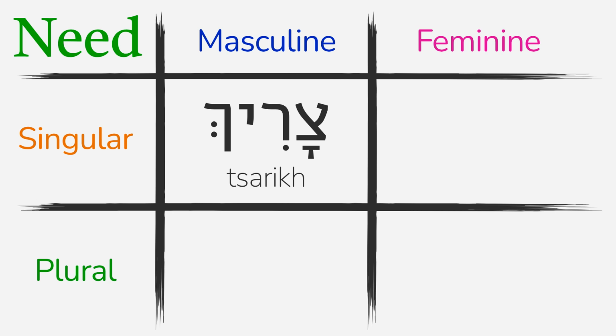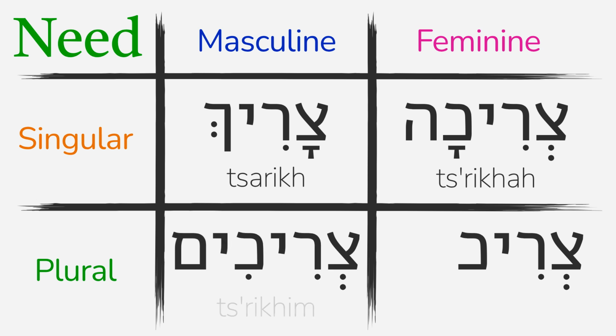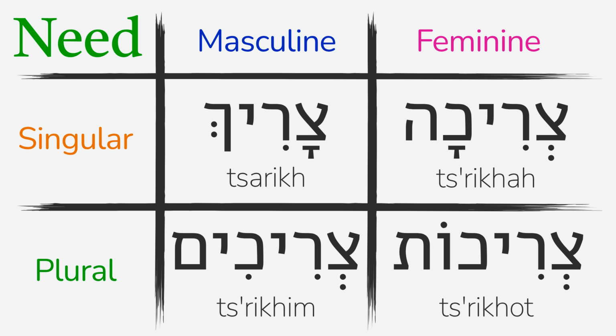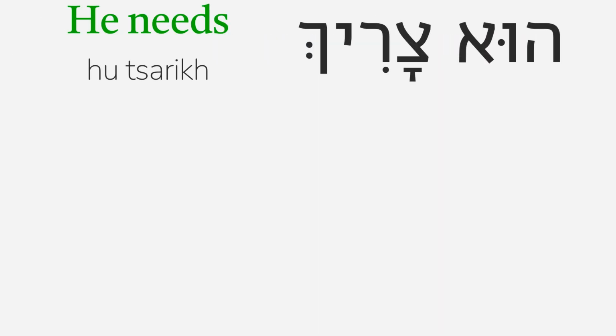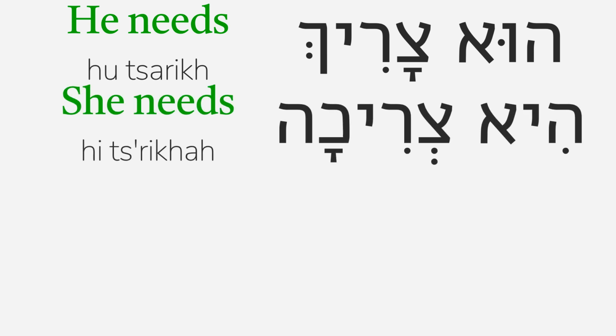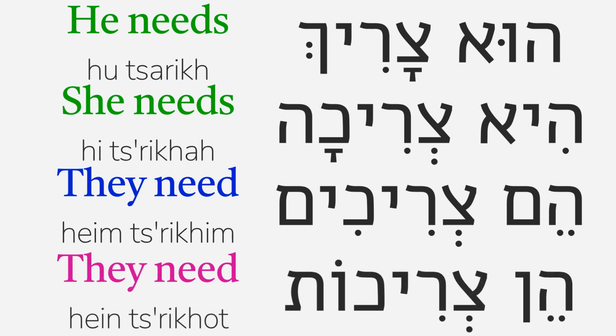Since it's an adjective, we can easily make its four forms by taking tzarich with its kamat short into a shva and adding an a ending to make tzaricha, need in feminine singular form, an im ending to make tzarichim, need in masculine plural form, and an ot ending to make tzarichot, need in feminine plural form. Hu tzarich, he needs, he tzaricha, she needs, heim tzarichim, they need in masculine form, and hein tzarichot, they need in feminine form.